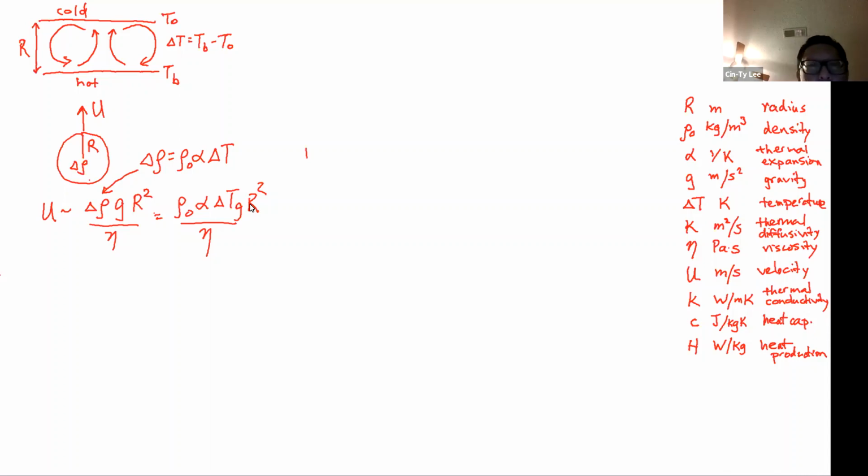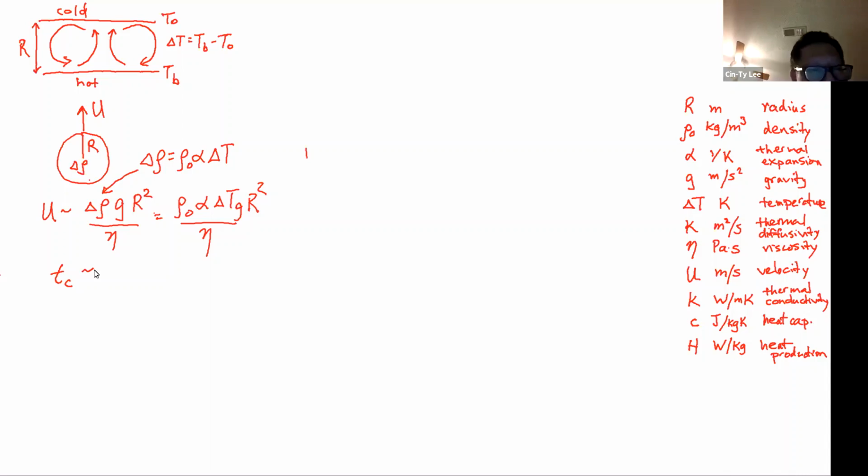And the one that wins will tell you a lot about how the system behaves. So the time scale for cooling is the diffusive time scale here. That is, we're going to assume that heat is going to diffuse by conduction out of the body, the sphere, into its surroundings. And the other way is to advect the heat up. And so which one's faster, advection or conduction?